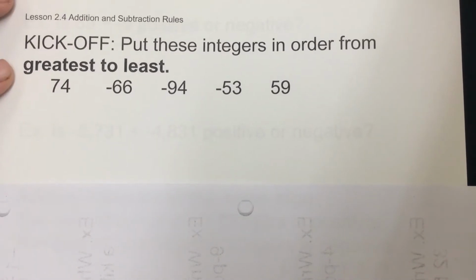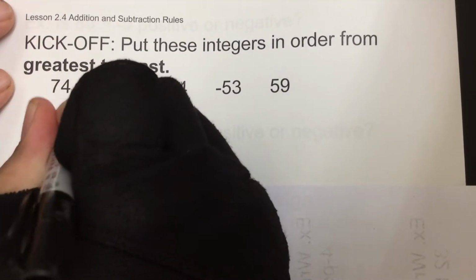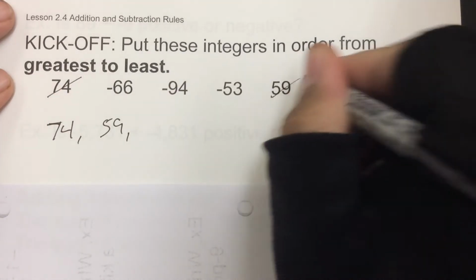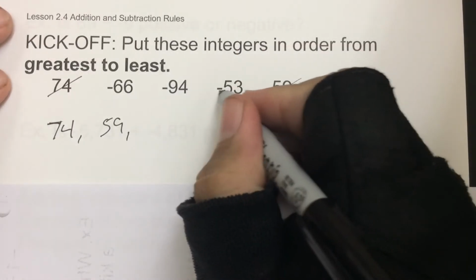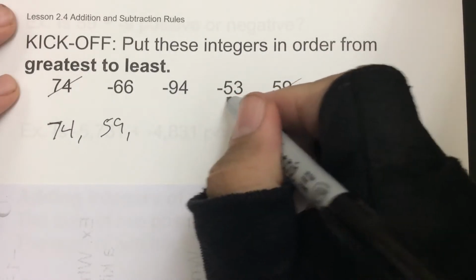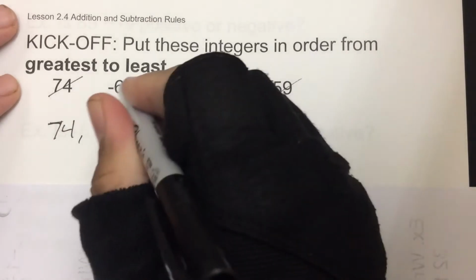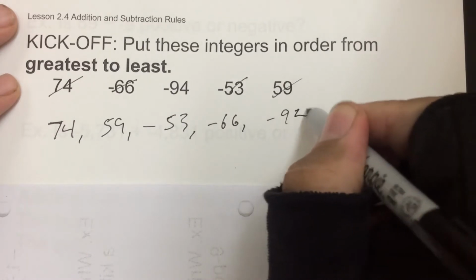So the greatest one, well, the biggest one there we have is 74. And then 59. And now it's kind of going backwards. So now we're going to look at, okay, least number, but it's negative, which makes it the bigger number. So negative 53. Then negative 66. And lastly, negative 94.